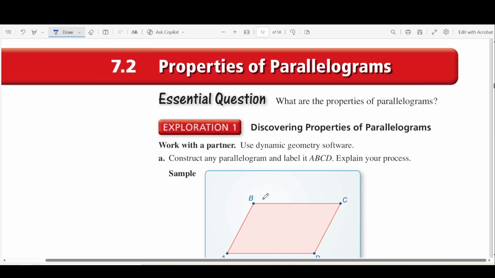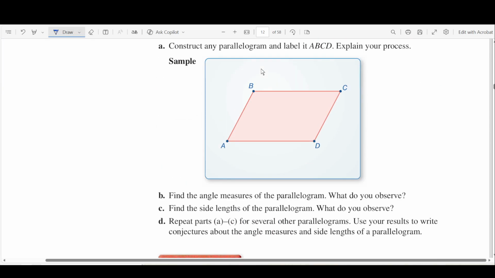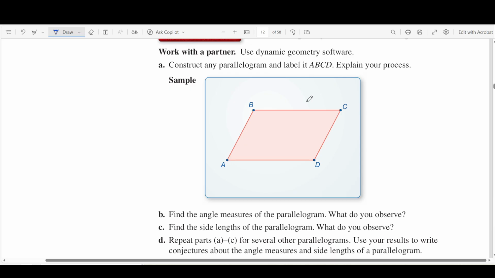Now let's talk about types of quadrilateral. One type of quadrilateral is the parallelogram. Now let's talk about the properties of parallelogram. This is how it looks. Opposite sides are parallel, like AD and BC. These are opposite sides. They are equal and parallel.